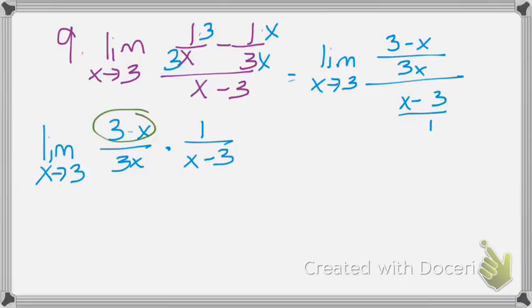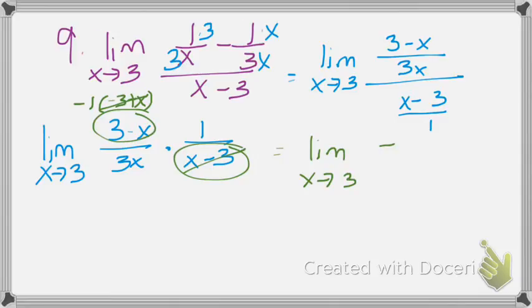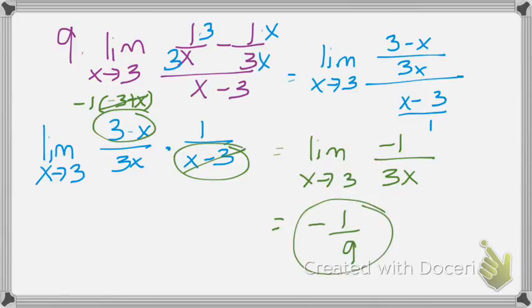Now, these two things, I want them to cancel, but they're not exactly the same. If I factor a negative out of one of them, then they would be the same. So it's kind of like saying negative 1 times negative 3 plus x, and then now they are the same. So I'm left with a negative on top, and then a 3x on the bottom. Now plug in your 3, so I get negative 1/9 for the limit.